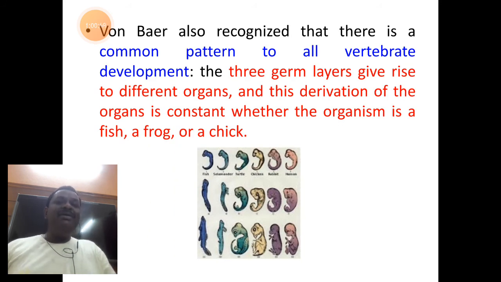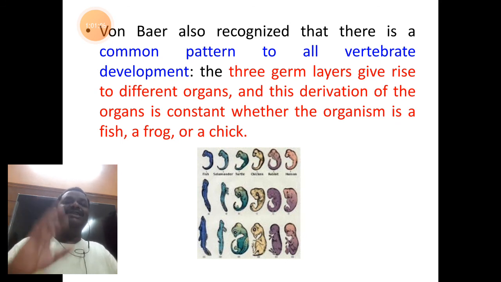So, Von Baer's concept shows that a common pattern of development is commonly seen in all vertebrate development. So the most common characters are formed first, then follow the special characters. So this is the speciality related to Von Baer's principle.